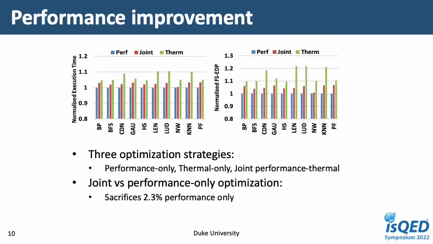As expected, we can see that the performance optimized case has the lowest execution time. But when we look at the temperature optimized case, the performance is quite bad, and the EDP and execution time are much higher than the performance optimized case. The jointly optimized case tends to find a middle ground, and it sacrifices only 2.3% performance.